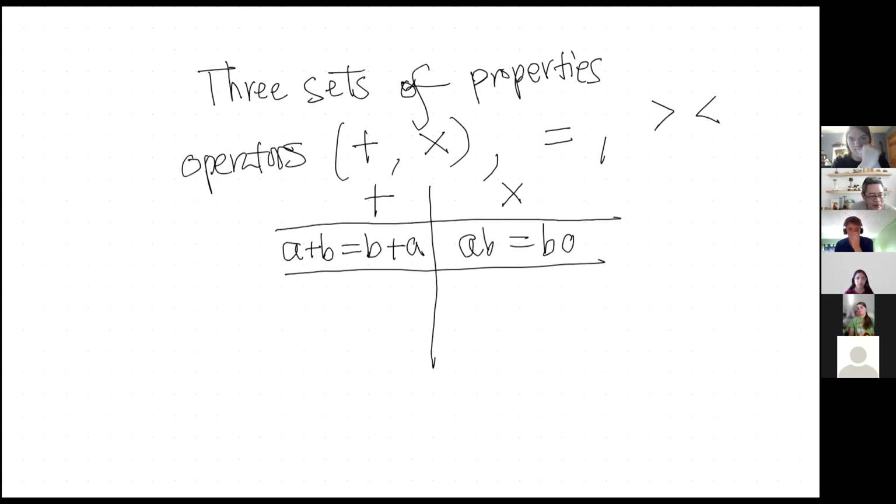So do you remember what property this is called?